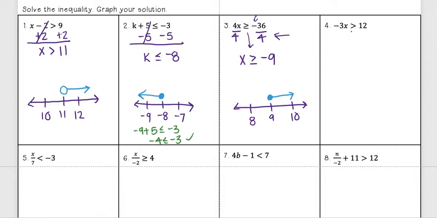So here I have negative 3x is greater than 12. So I need to divide by negative 3. But now, since I'm dividing by a negative number, that means I need to flip my inequality. So this greater than is going to become a less than. And then 12 divided by negative 3, I get negative 4.